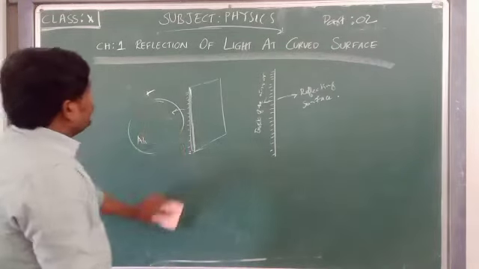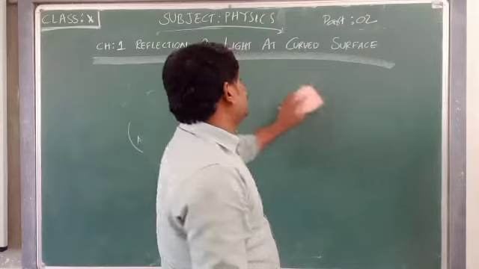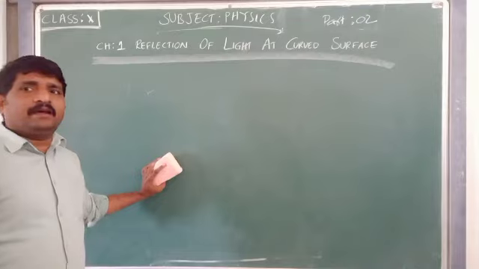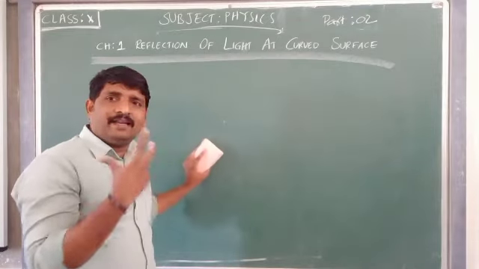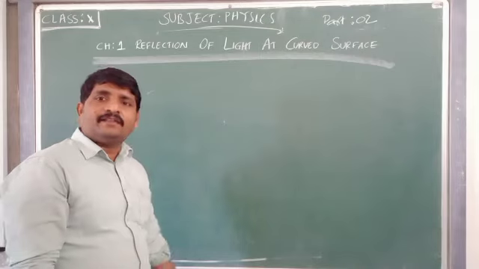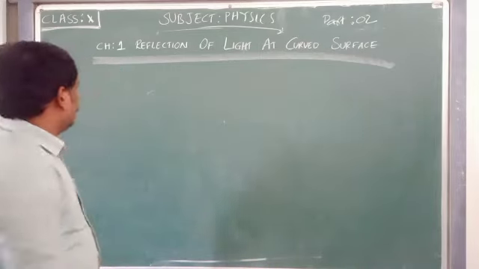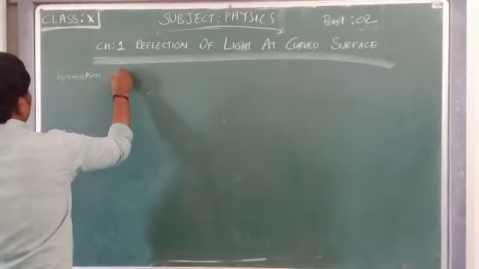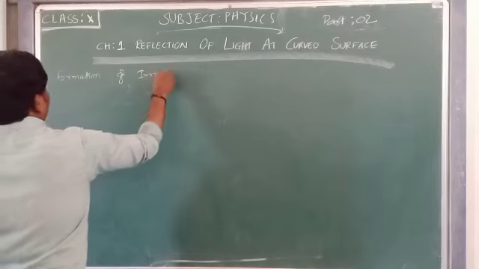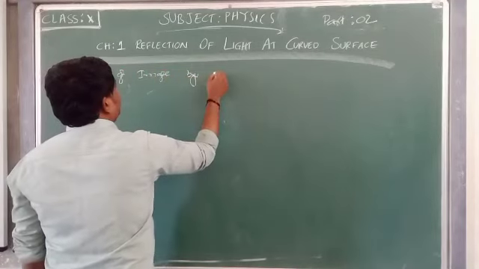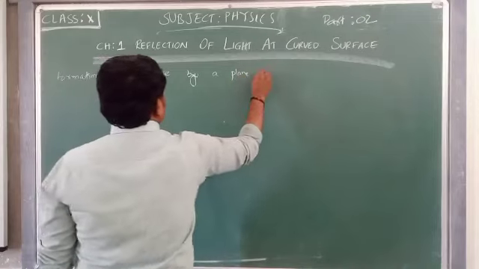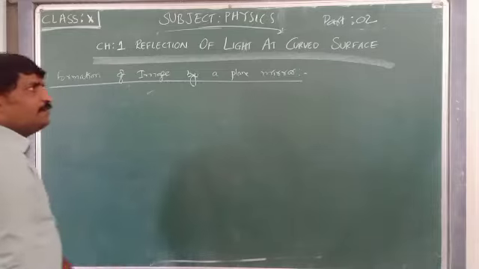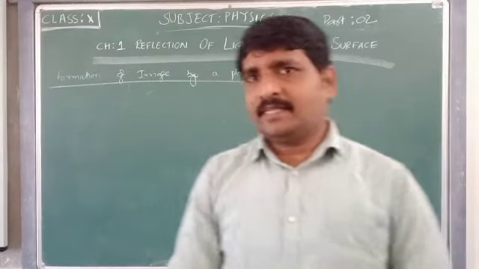And next, we were talking about what exactly the position of the image is with respect to the plane mirror. What is the main criterion or concept which is helpful to understand the location of the image in front of the plane mirror? That is nothing but the formation of an image by a plane mirror. That is what we are going to discuss today.